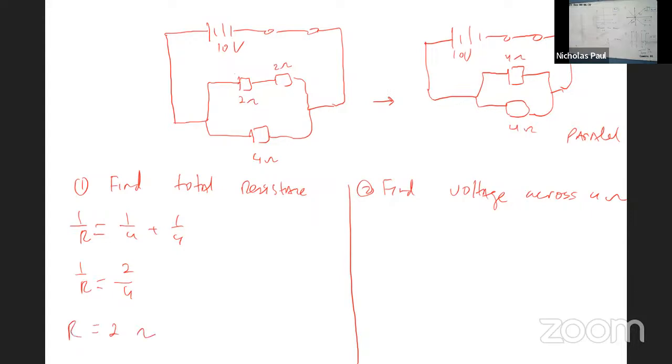Now I want the voltage across this resistor, but those resistors are in parallel, right? So remember that voltage in parallel is the same. So it means that the voltage is simply 10 volts. Nothing to work out. For 1 mark, no, there's more than 1, yes, right?